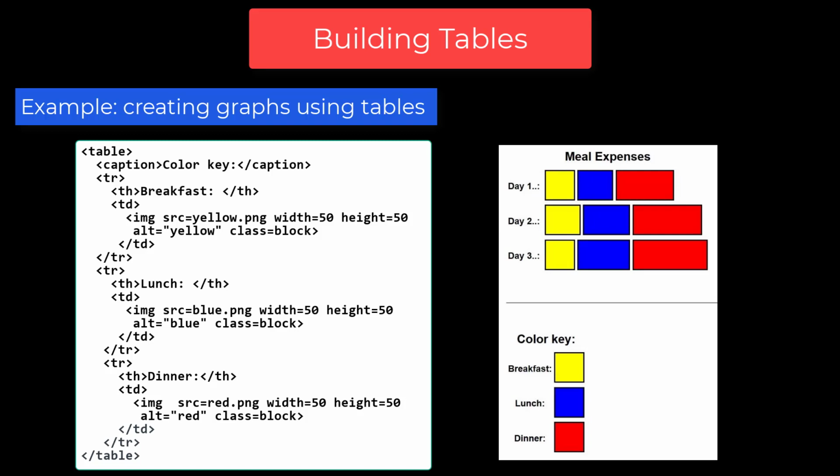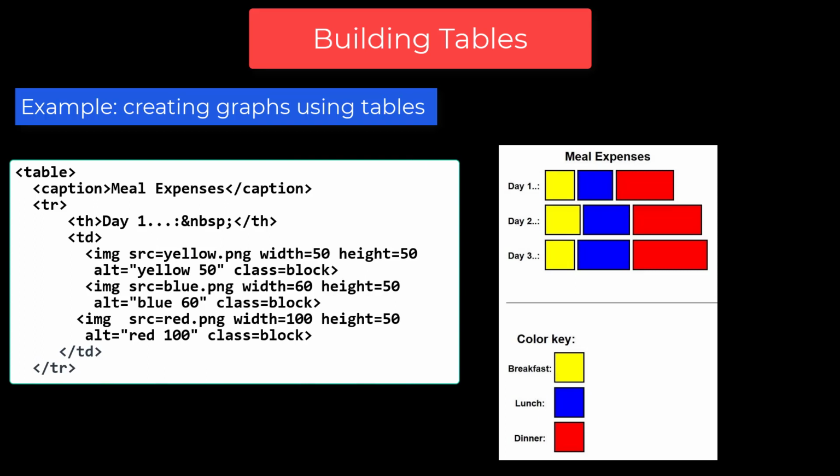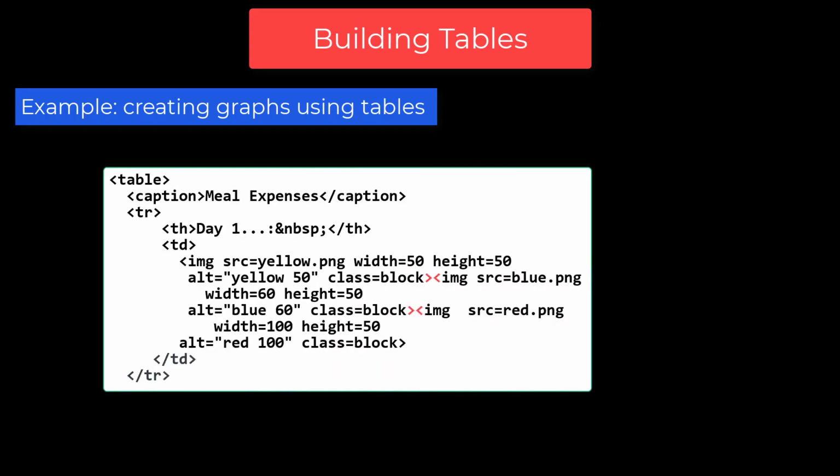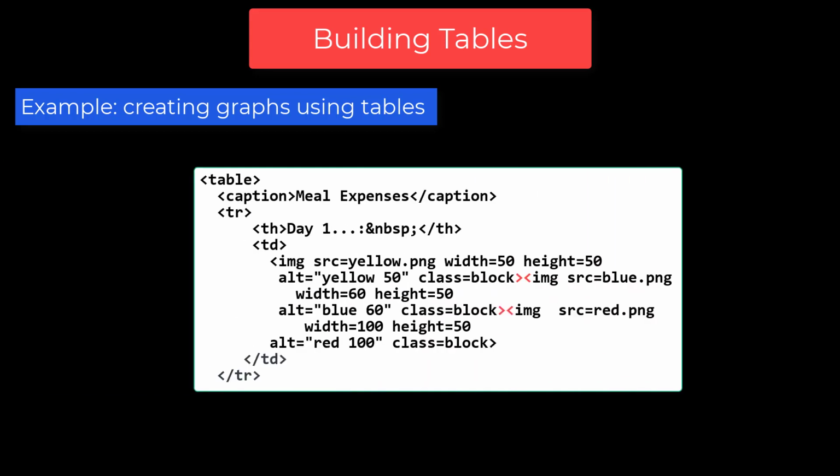It took me a while to figure out. It's because there's white space between the image elements in the HTML. If I can place these elements adjacent with no space between them, it might solve the problem. So I tried this approach. So in a data cell, image source equals yellow.png, width equals 50, height equals 50, alt equals yellow 50, class block. Now here's the end of the first image immediately followed by the start of the second image.